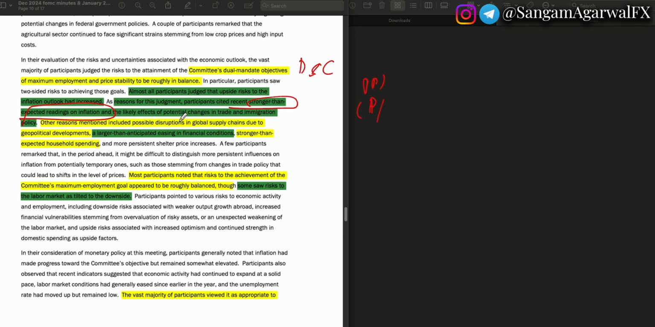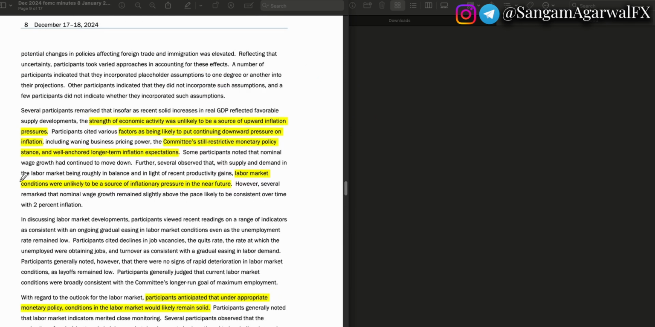And the NFP part, the effect of potential change in trade and immigration. They said again last week after NFP, conditions are unlikely to be a source of inflation pressure in the near future. So they are saying NFP is not creating inflation. When there are jobs in the economy, the unemployment rate is decreasing, people have jobs, they have money and they are buying things, there must be inflation.